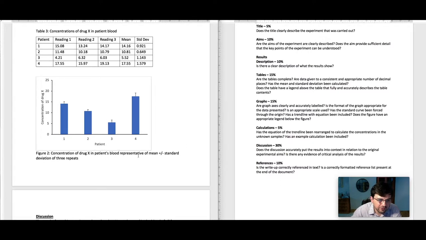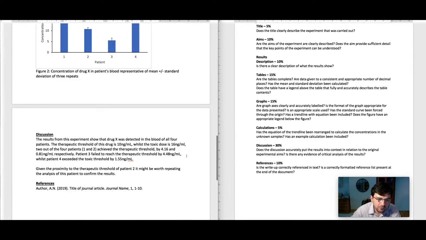Again, the student has actually then chosen to say that this is three repeats with a mean and a standard deviation shown. So overall, the graphs in this submission are very, very strong. There's a couple of minor omissions which would lose the students a few marks, but it's a massive improvement over the first two.